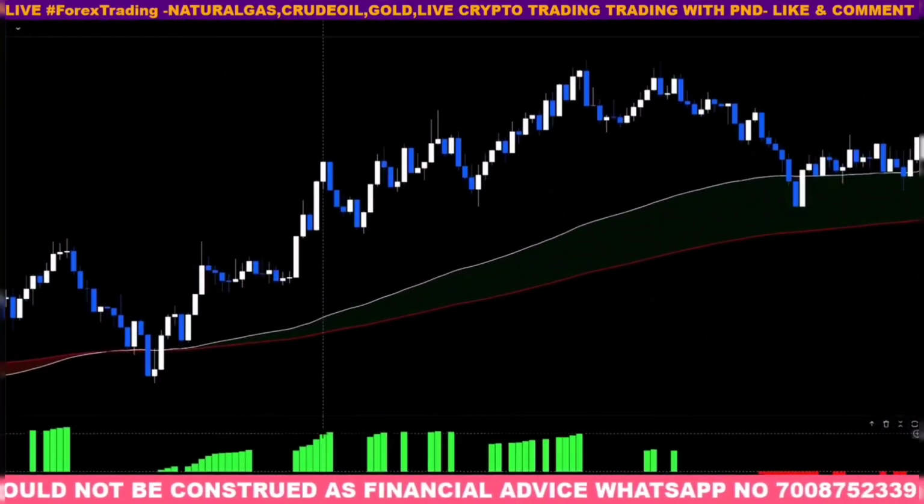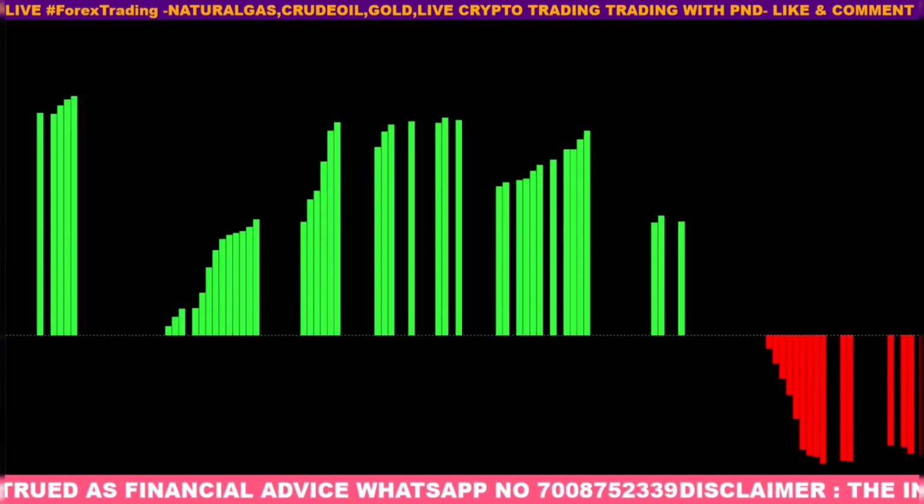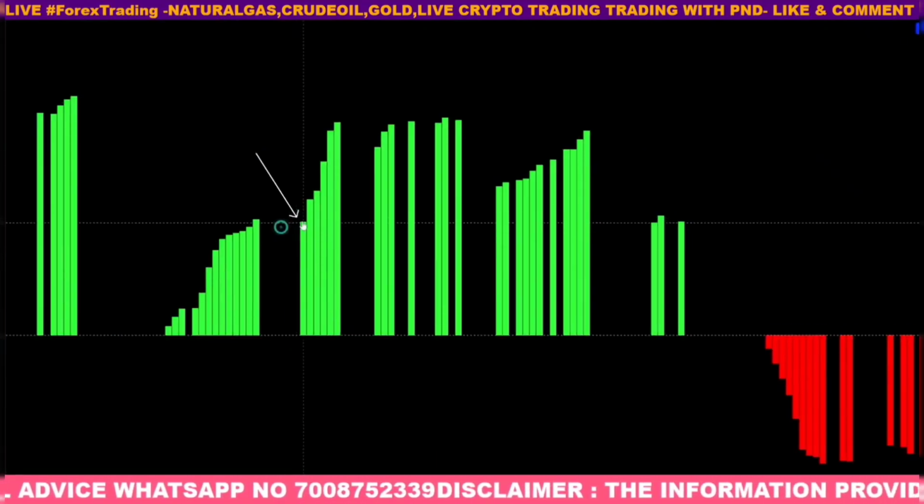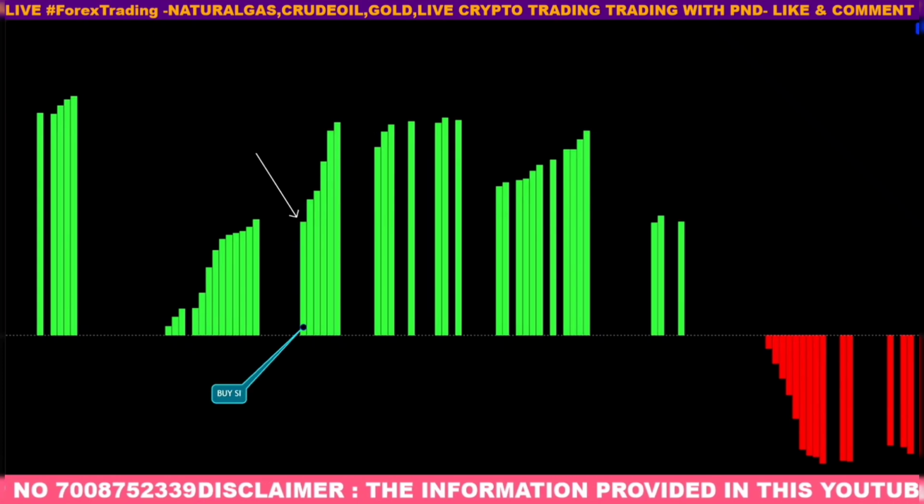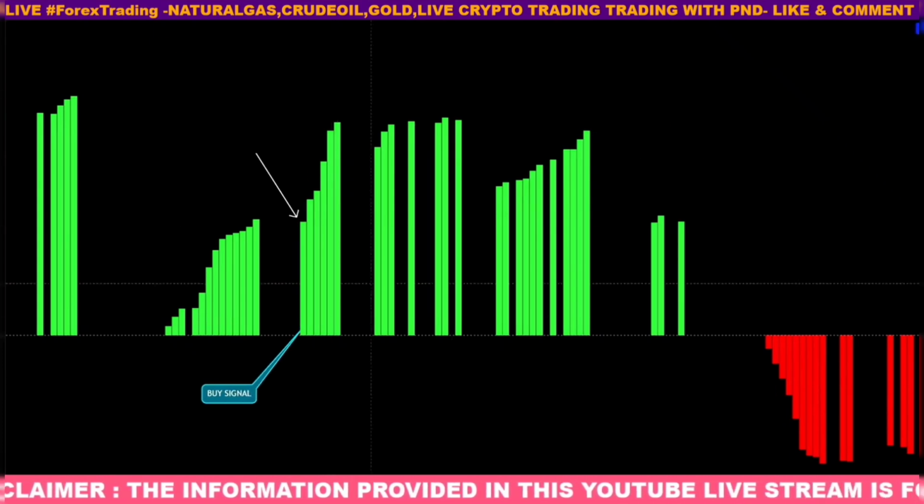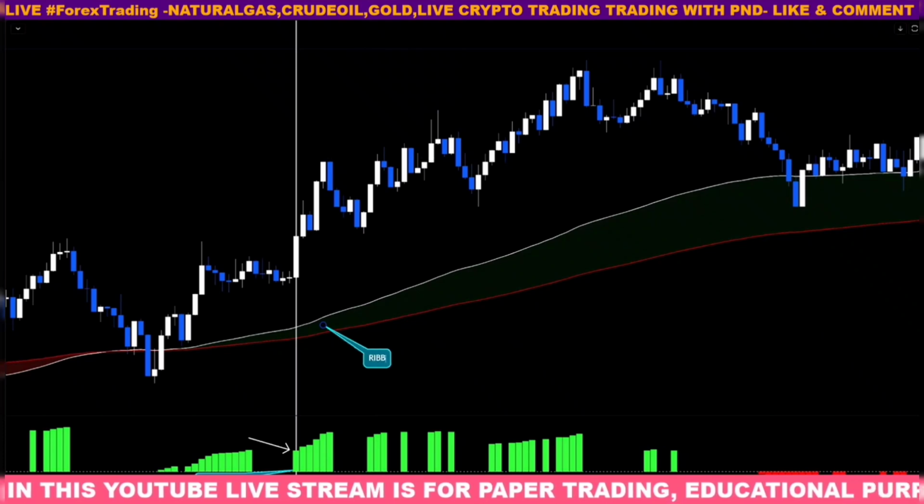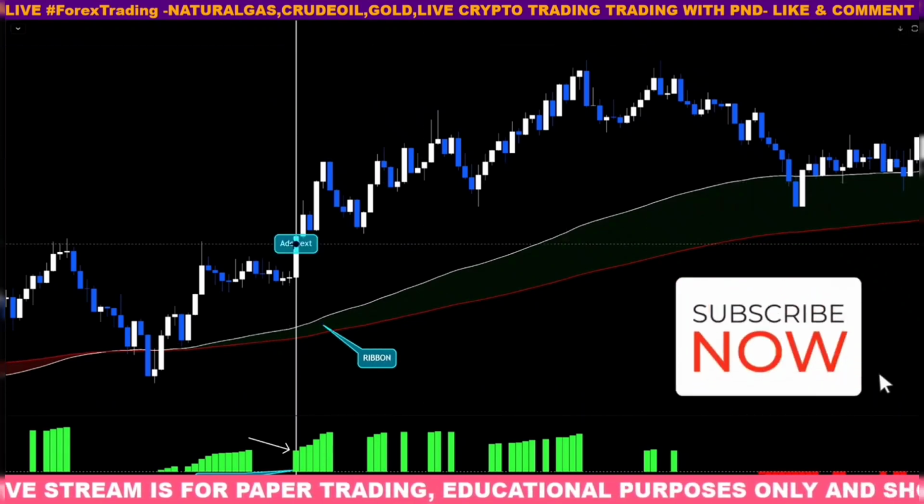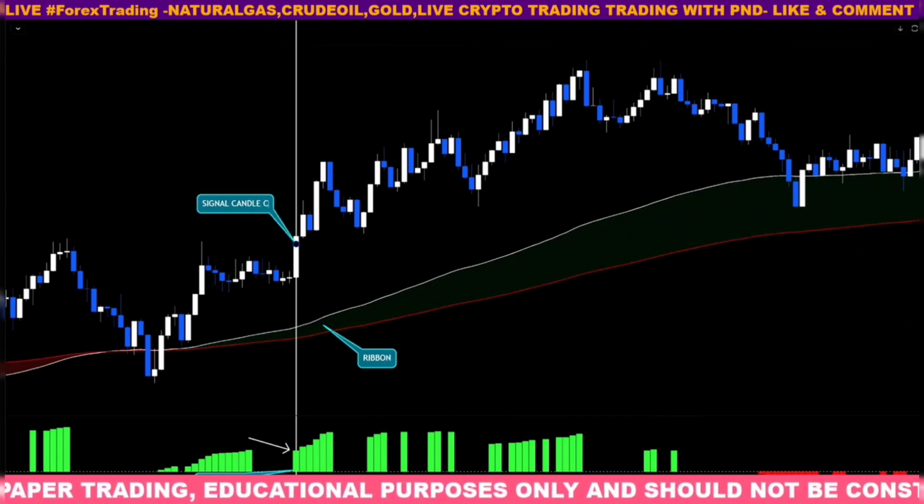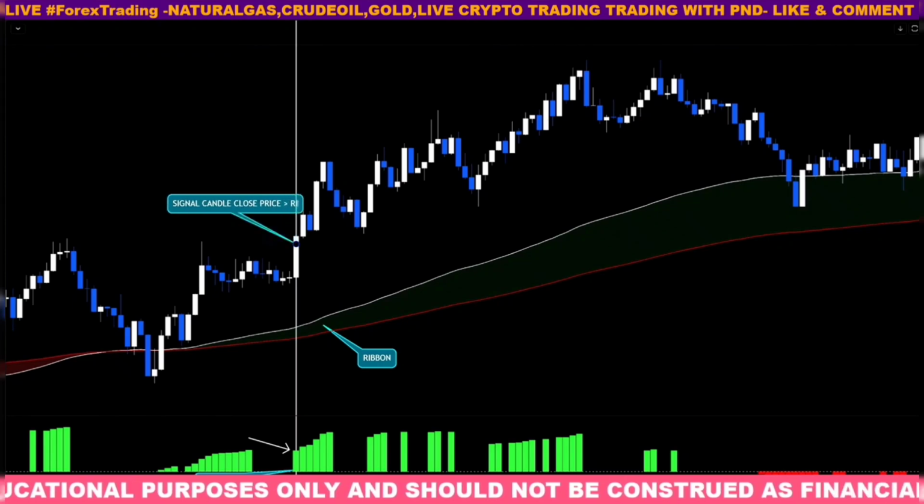For buy trades, it's basically the reverse. Look for a green histogram on the MACD after a period of no histogram. That's your buy signal. Mark it on the chart. Then check if the buy signal candle closes above the ribbon. If it does, the trend is up and the signal is valid, and you've got a potential buy trade.